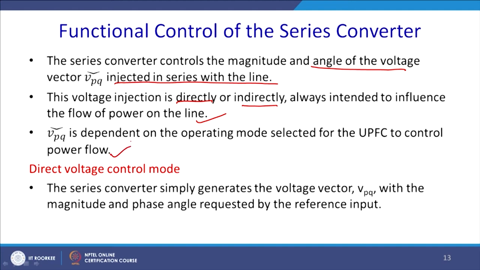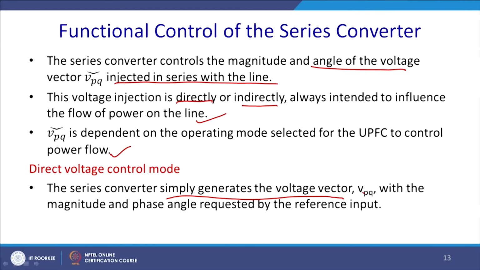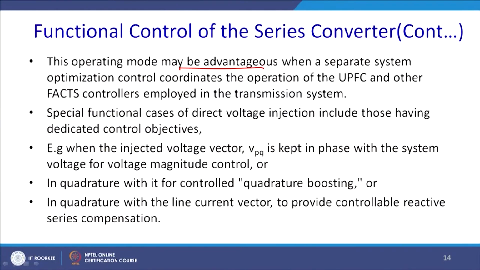There is one case that is called the direct voltage control mode. The series converter simply generates the voltage vector VQ with the magnitude and the phase angle requested by the reference input. This operating mode may be advantageous when a separate system optimization control coordinates the operation of the UPFC and other FACTS controllers employed in the transmission system. Special functional cases of direct voltage injection include those having dedicated control objectives.